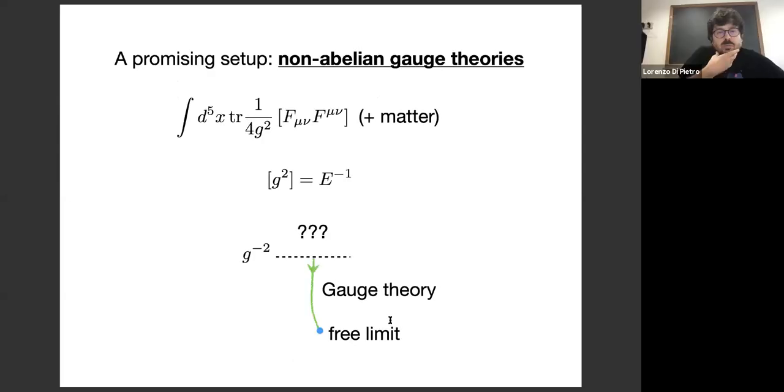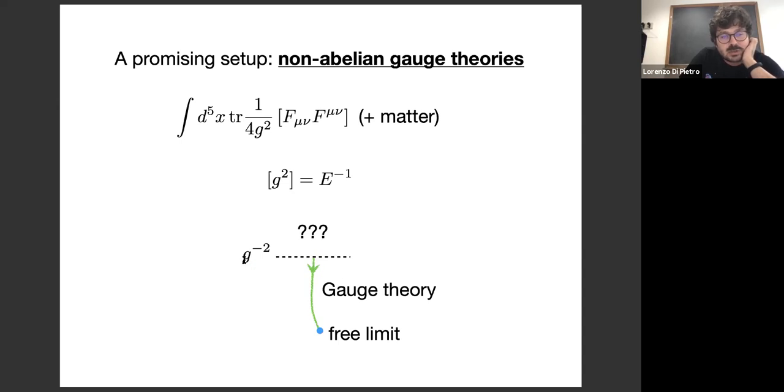Okay. So a promising setup is that of non-abelian gauge theory. This is just defined by the usual Yang-Mills Lagrangian. And then, of course, we can also consider, in principle, coupling to matter fields. And the argument that I just mentioned also applies here. So g squared has dimension of an inverse energy. So strictly speaking, while looking at this Lagrangian, we should just interpret this as an effective field theory, okay?